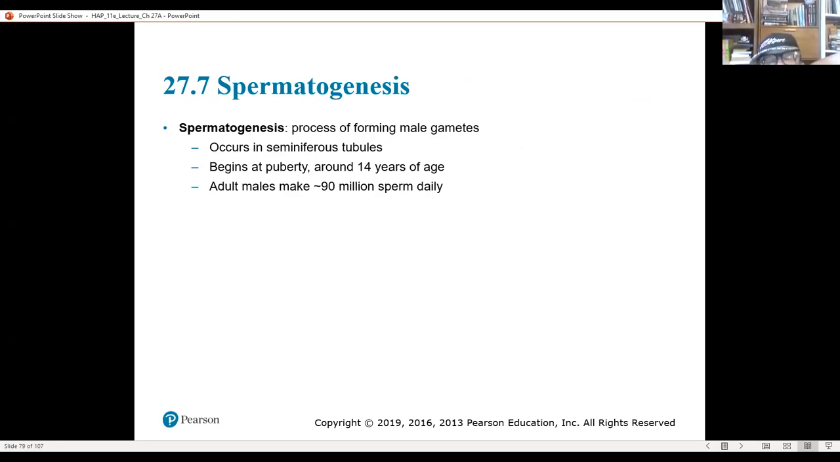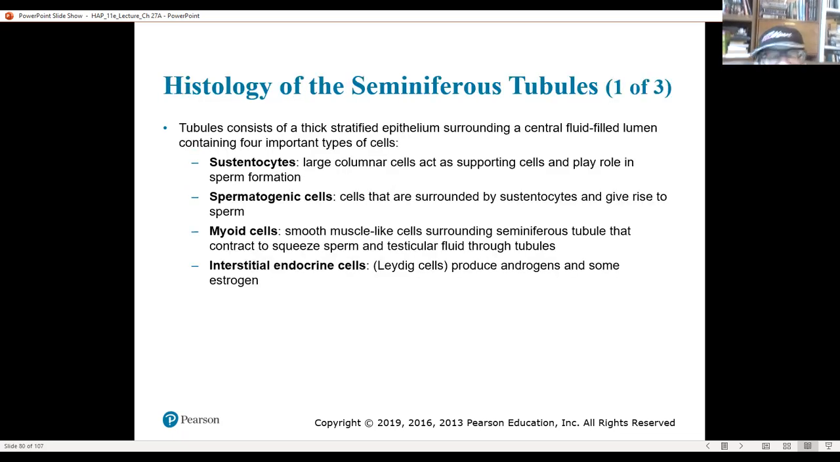It happens in the seminiferous tubules. This begins at puberty, probably around age 14. And men make around 90 million sperm every day. That's good because sperm are kind of wimpy. Most of them are not going to make it.